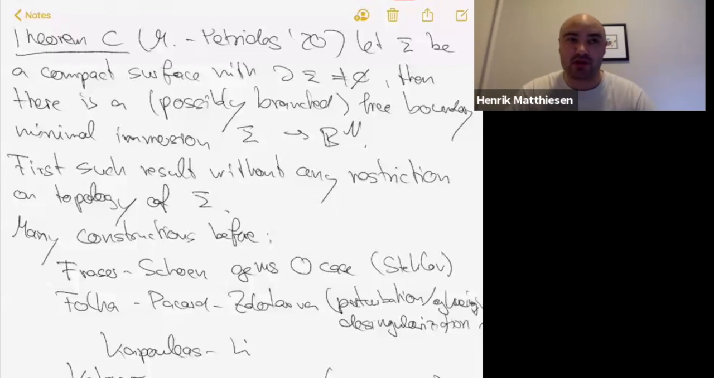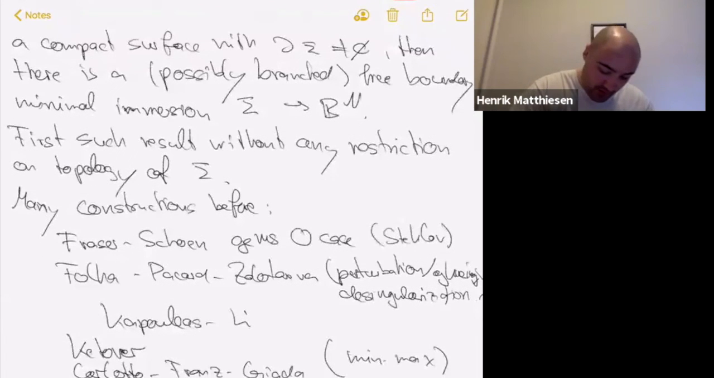this maximization problem, but instead of looking at all the metrics, they only look at those in a given conformal class. So solving the maximization problem in a given conformal class.